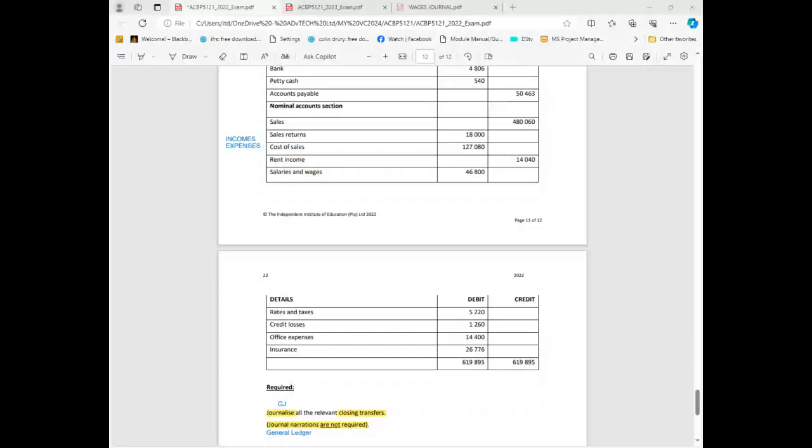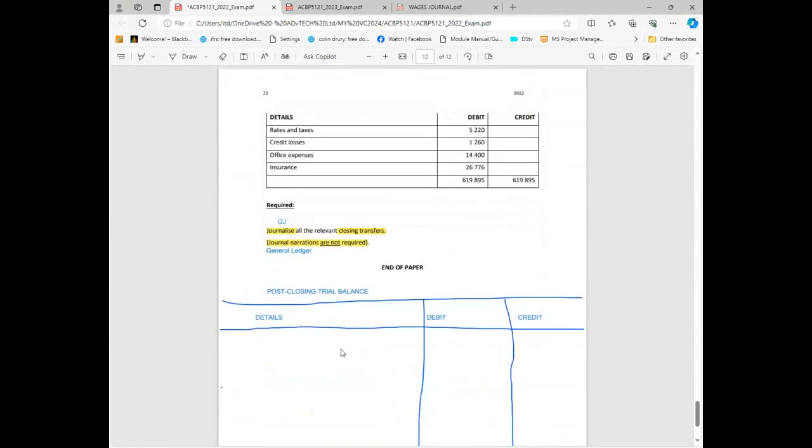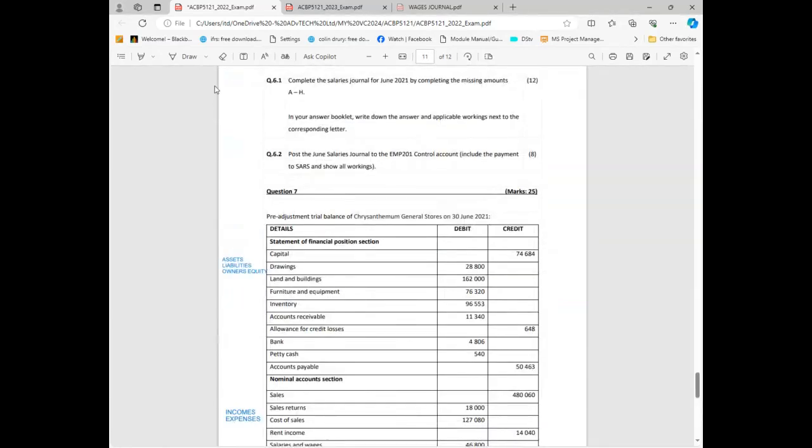What if they ask you for what we call the post-closing trial balance? This is very easy. What I like about the post-closing trial balance, remember the whole trial balance is called pre-adjustment. So if they're asking you for the post-closing trial balance, it means they only want you to show this section.